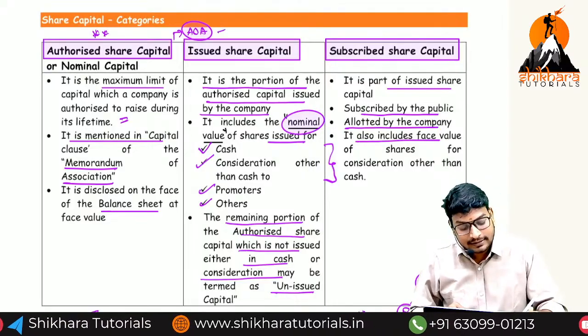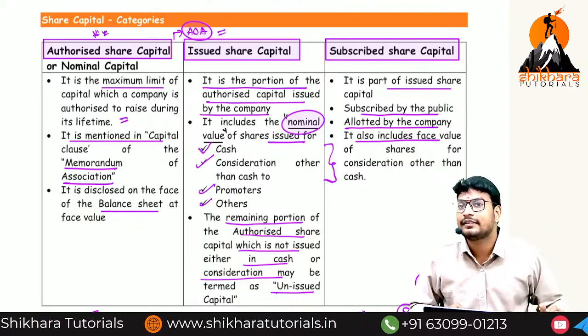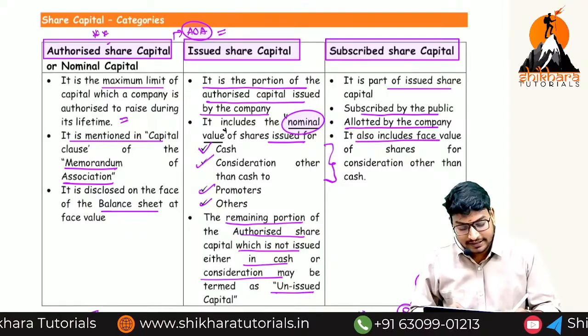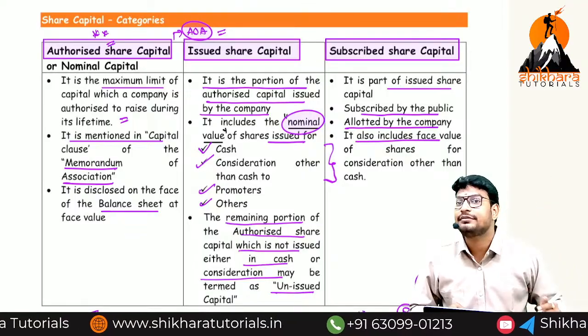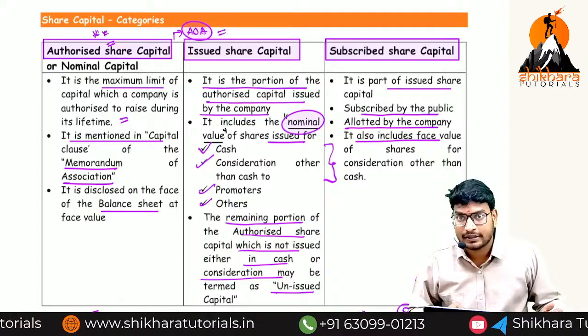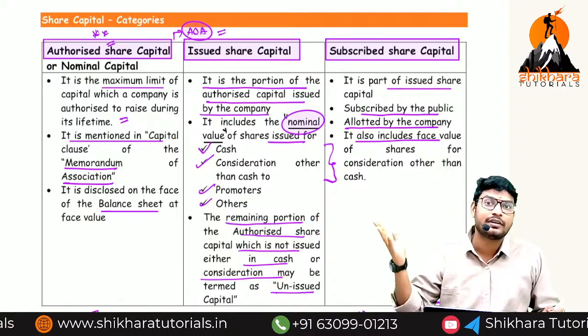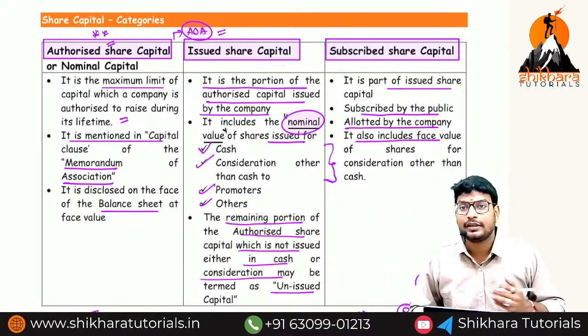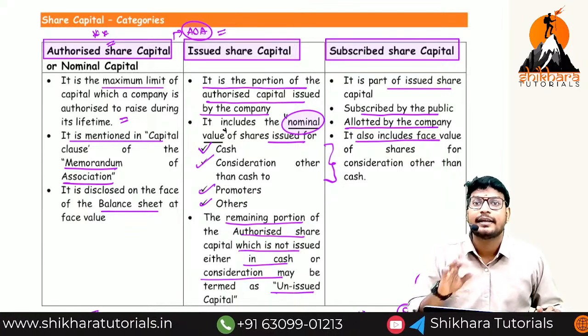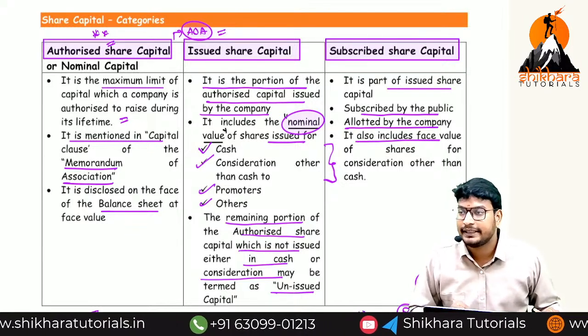If AOA authorization is there, directly we can increase the authorized share capital limit, and we have to take the authorization again with ROC. Are you getting the point? So those are the points required from the law point of view. From our point of view, we have to try to understand the categories of the share capital. Is there any doubt about this?